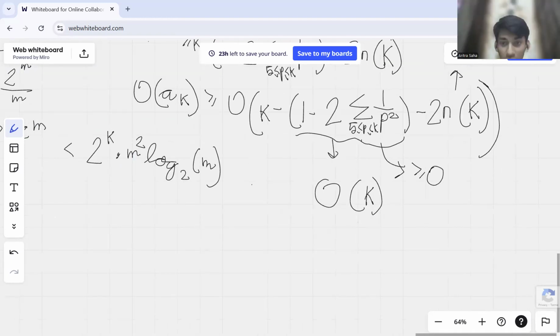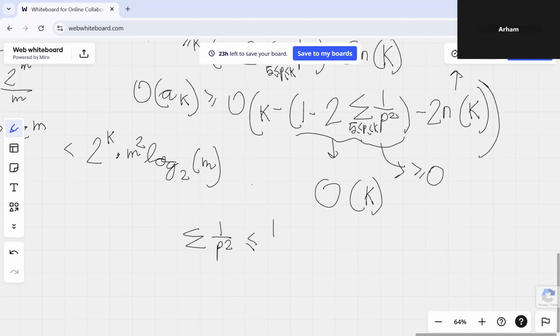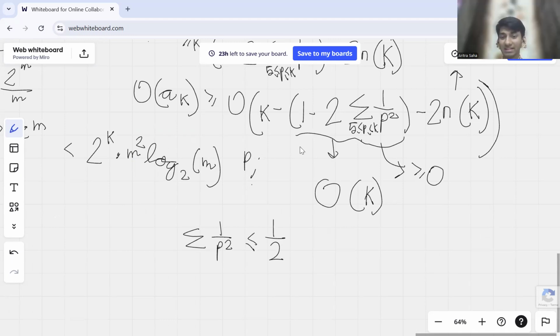So we just want to prove that the summation of 1 by p square is less than or equal to half. And this is actually not true if you introduce p to be 2 and 3. That's why you needed k to be very, very large. So from here you take 5 less than or equal to p. And this is very easy to prove.